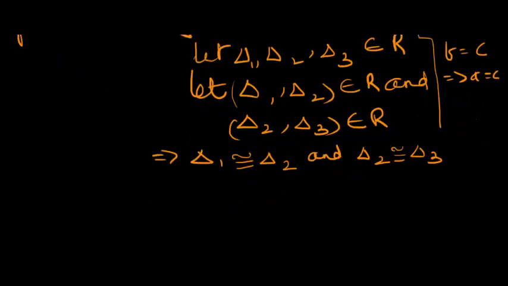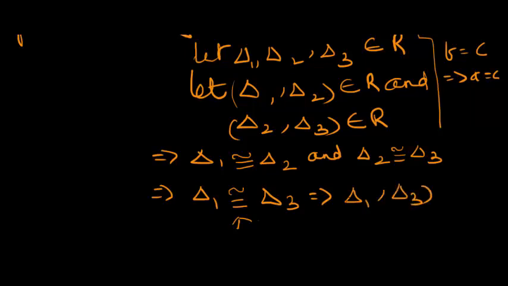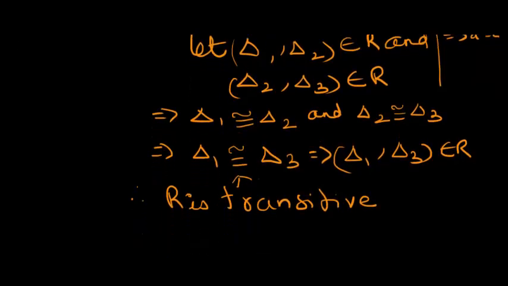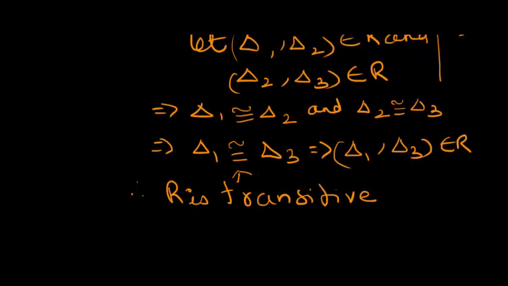It's the same thing in algebra being duplicated in geometry. So this implies that triangle 1 is related to triangle 3 under the same relationship R, which means they are congruent. And that implies that triangle 1, triangle 3 belongs to R. Therefore, R is transitive. So, simply means that these two conditions being true, the third condition, which is triangle 1, triangle 3, is also true. With that, we have proved transitivity.